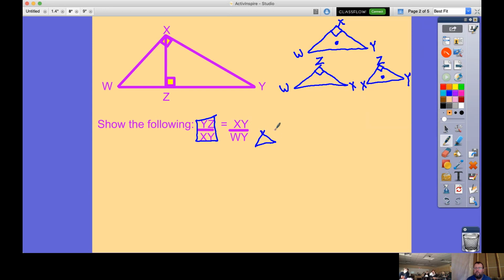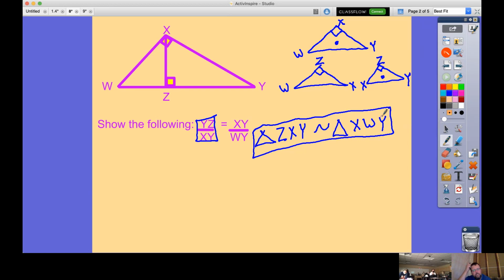So we would just say triangle ZXY is similar to triangle XWY. And then we're good to go there. This is all you would have to write for that. You just have to write what the similarity statement is. Now remember for this, like I said on the last one, for your similarity statement, your corresponding angles have to match up. So Z and X have to be the same here and all the way across.